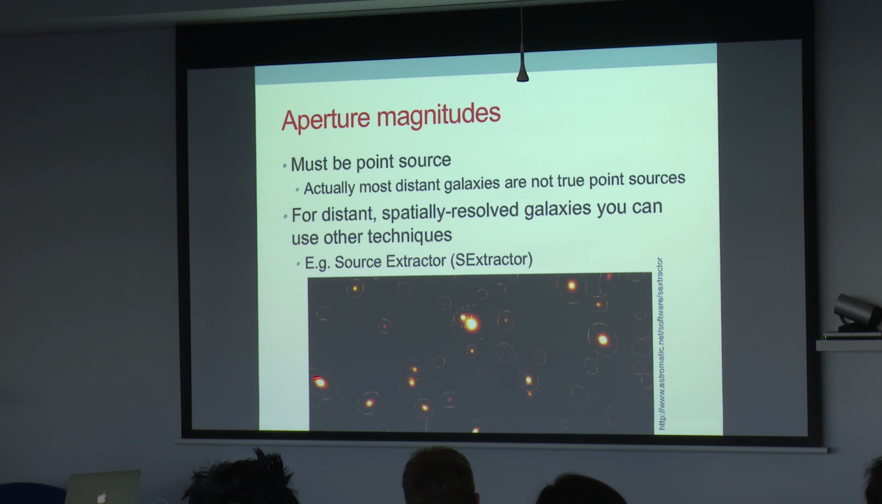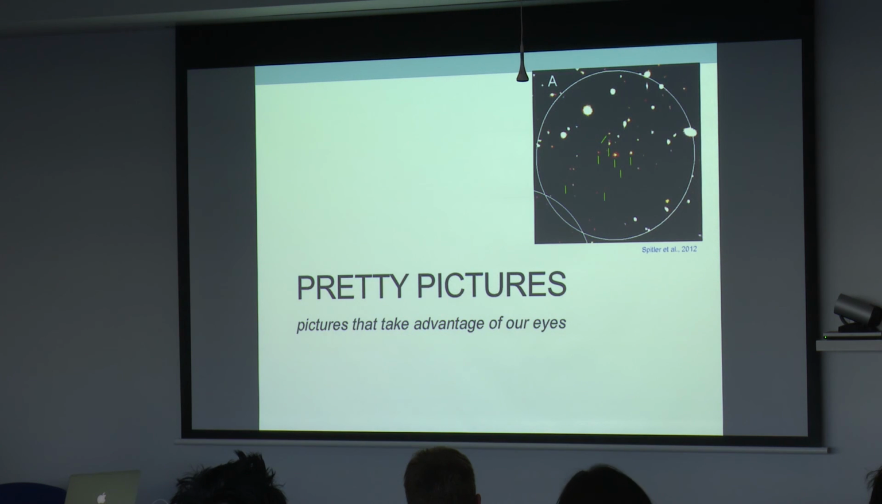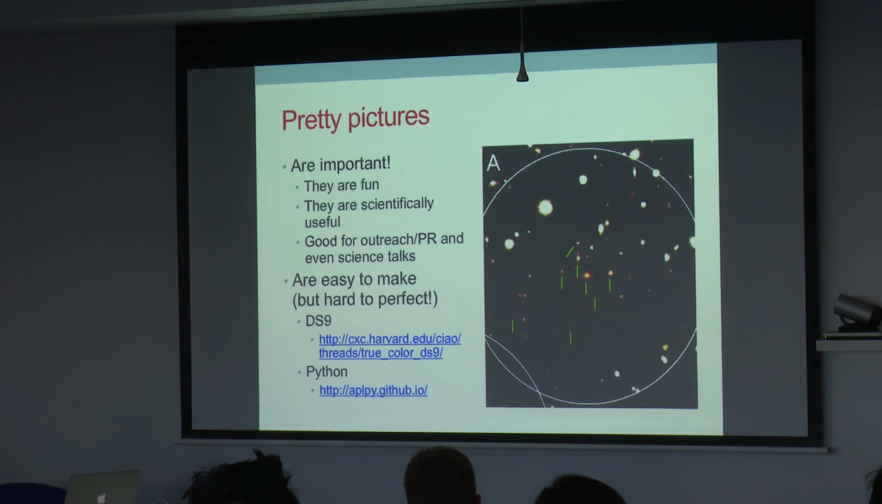You then need to account for the fact that galaxies have different sizes and try to capture the information in a very optimal sense, without compromising the signal to noise, but still getting the total magnitude for that source. So I'll just wrap up with a brief intro on how to make pretty pictures.